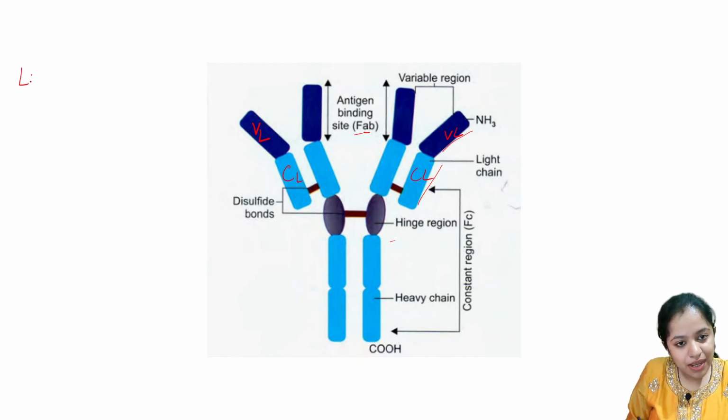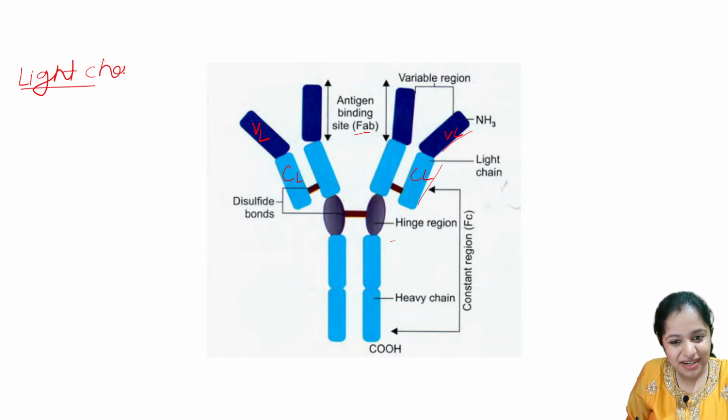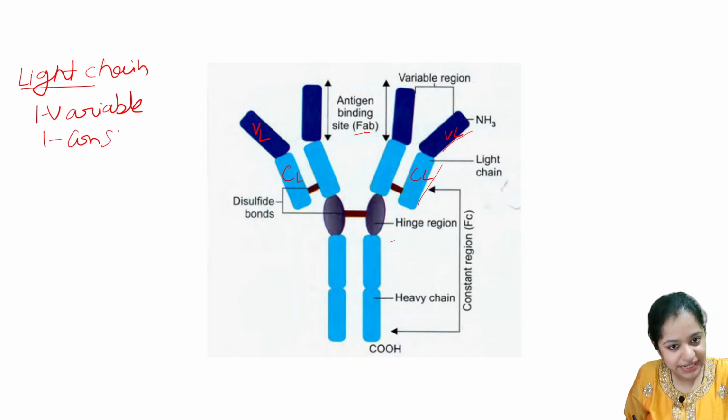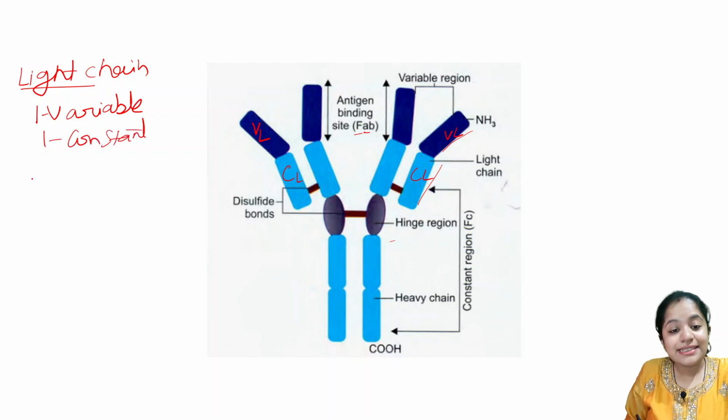So, your light chain has how many domains? Your light chain has one variable and one constant domain. Clear? Let's see the heavy chain now.